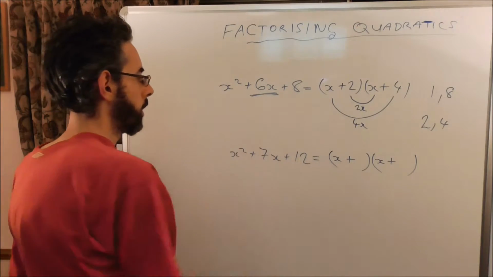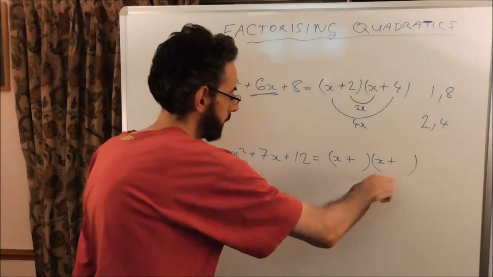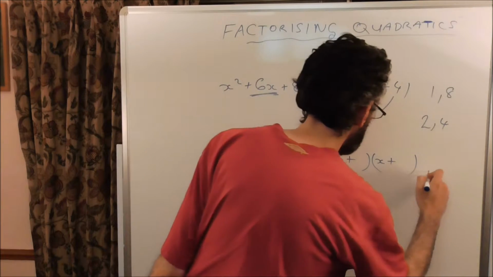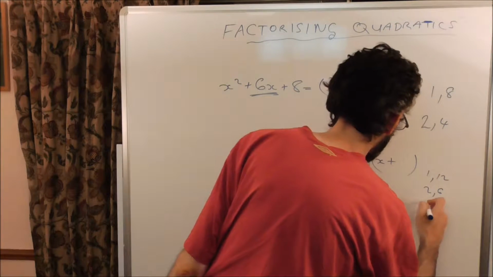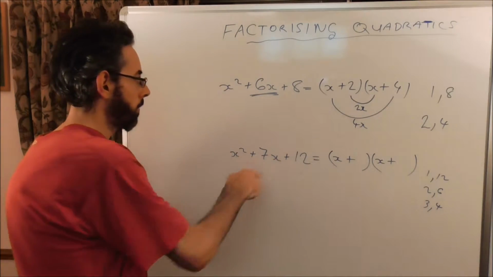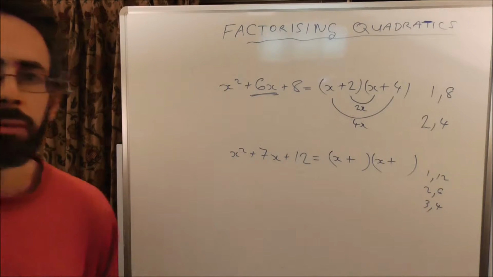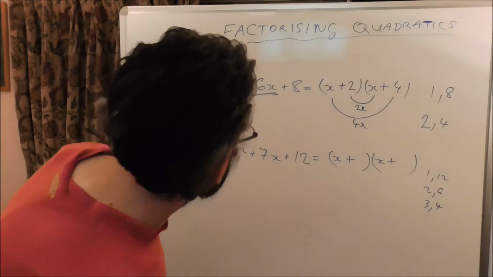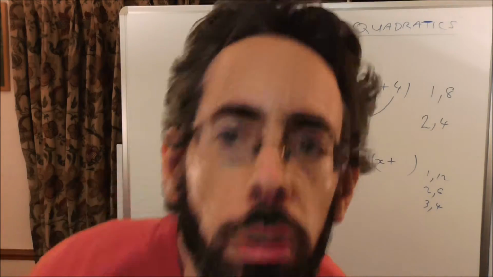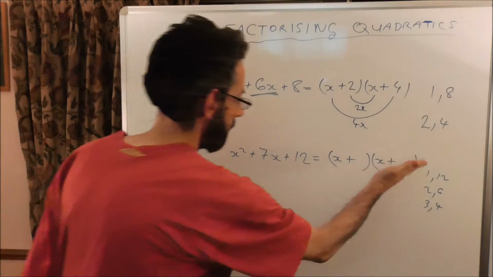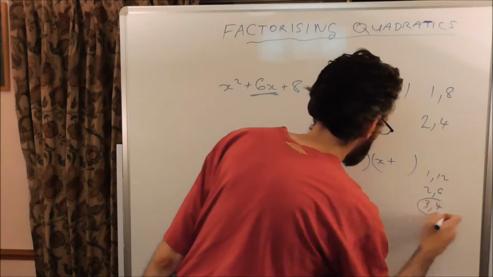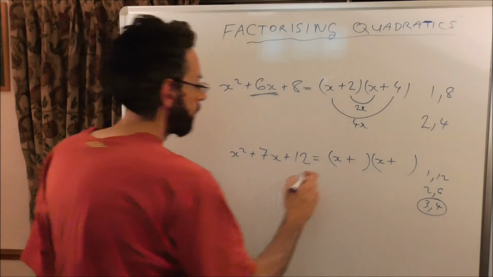Right, looking for a pair of numbers now with a product of 12. The numbers here and here, when you multiply them, you would have to get 12. So what could they be? 1 and 12, 2 and 6, or 3 and 4 are the three possibilities. And we have 7x here. We saw from the example above that for this to work, if we want to get 7x when we expand the brackets, then two numbers have to have a total of 7. So which pair here has a total of 7? Yep, it's going to be 3 and 4. It's got to be that. Let's just check that works.